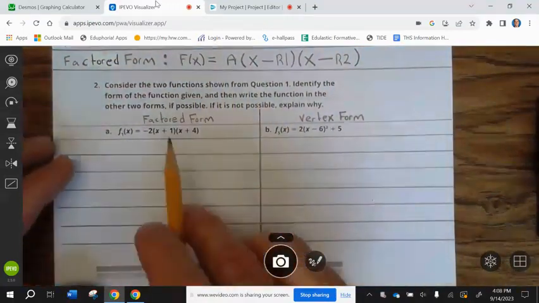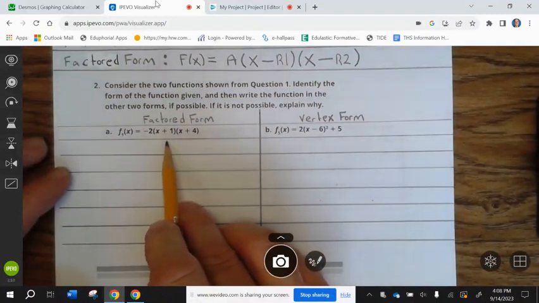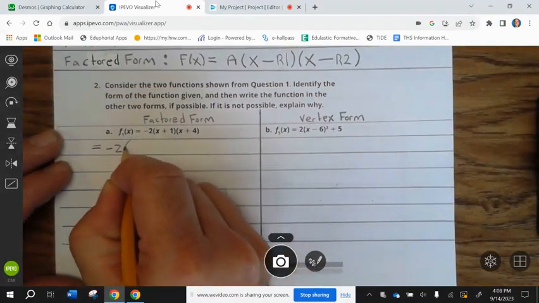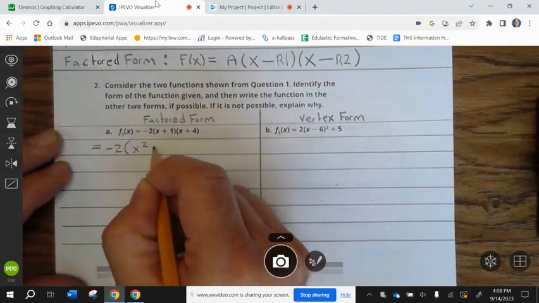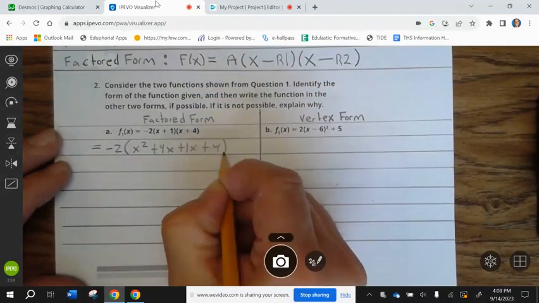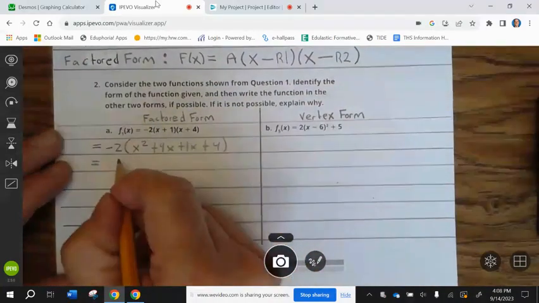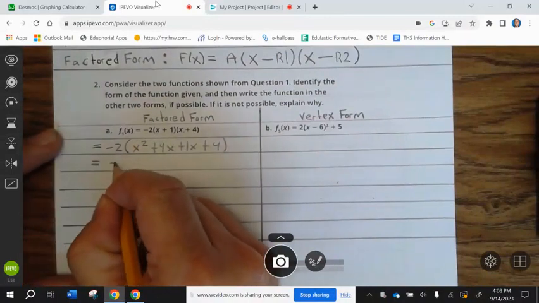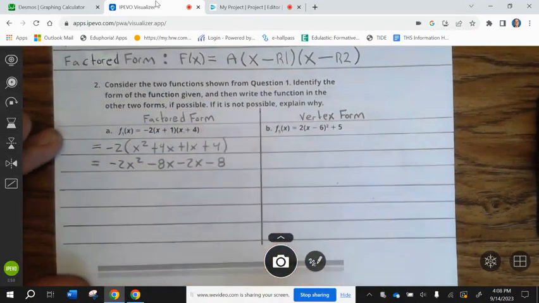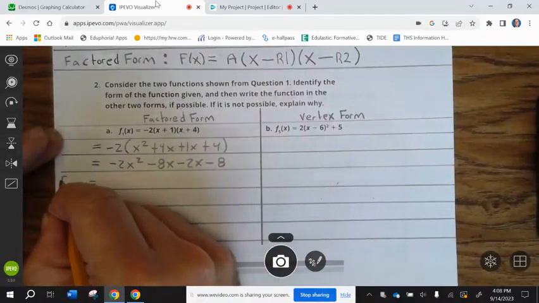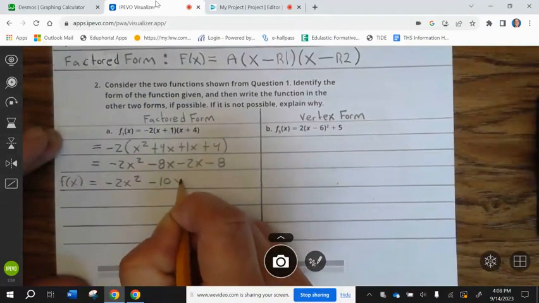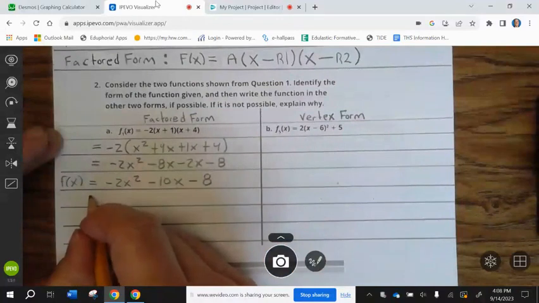All right, so this is factored form, and we're going to turn it into standard form. So this becomes negative 2. We're going to FOIL. X times x is x squared. X times 4 is plus 4x. 1 times x is plus 1x. 1 times 4 is plus 4. Distribute the negative 2, so f of x is negative 2x squared minus 8x minus 2x minus 8. So then f of x equals negative 2x squared minus 10x minus 8, which is standard form.